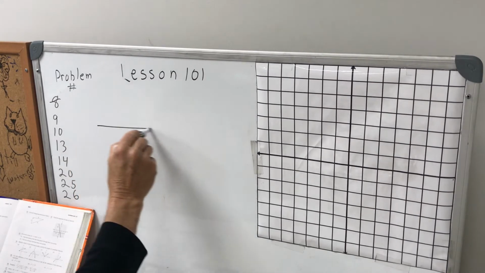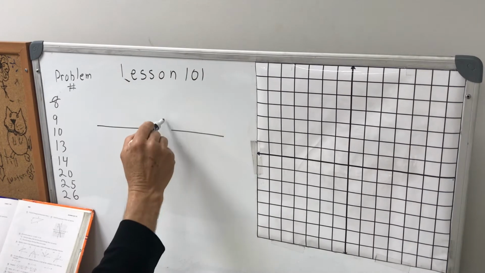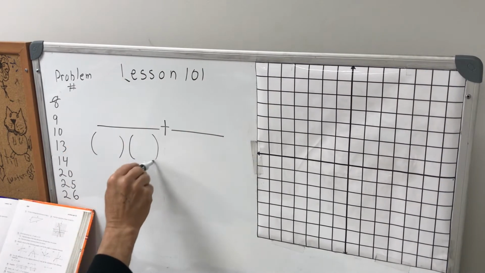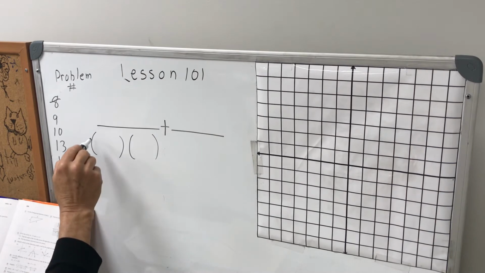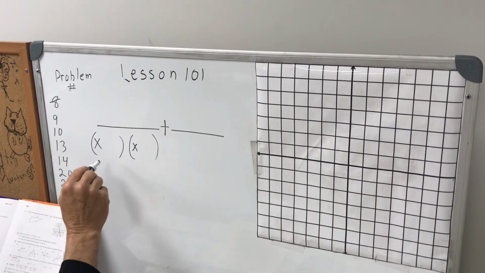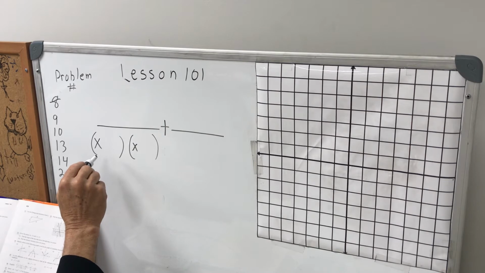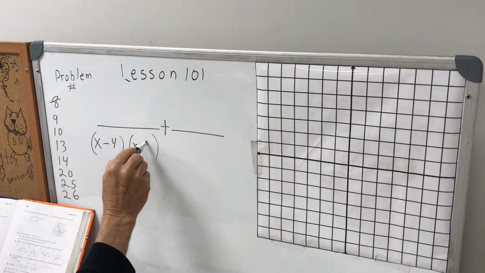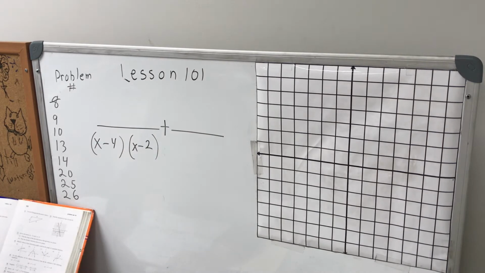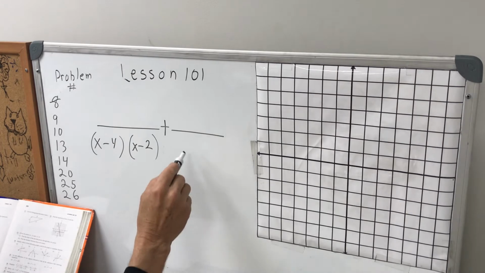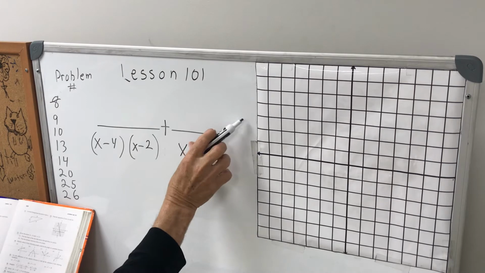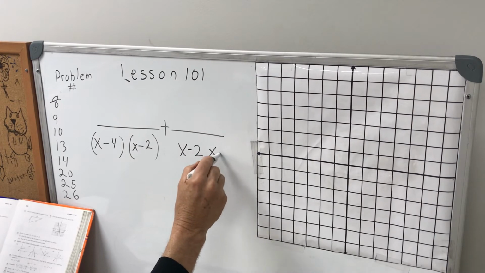Getting the common denominator out of this, we have an x, negative 4 and a negative 2. Will that work? Negative 4 and a negative 2. That's a positive 8 and a negative. That is correct. Okay. And on this side then we have x negative 2 squared, which is really x negative 2 and x negative 2.